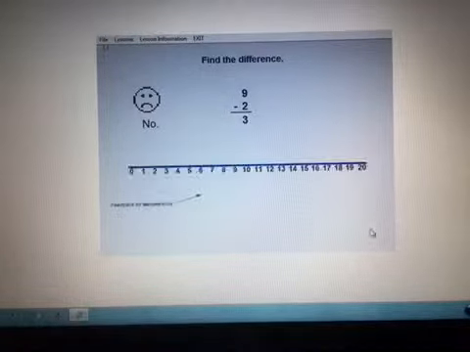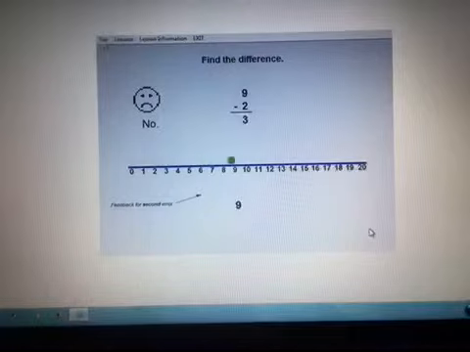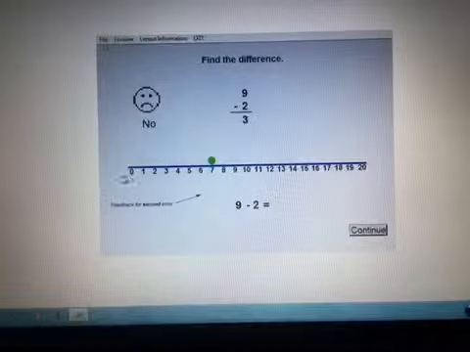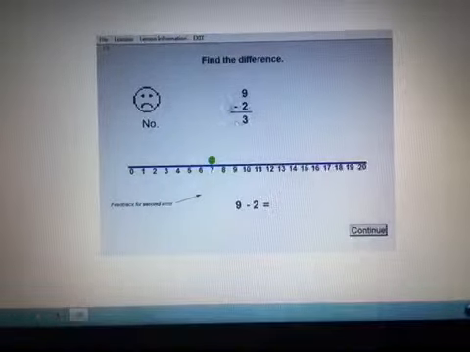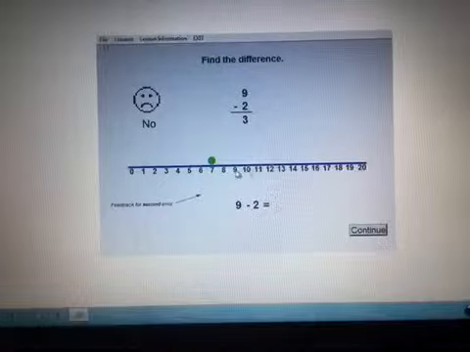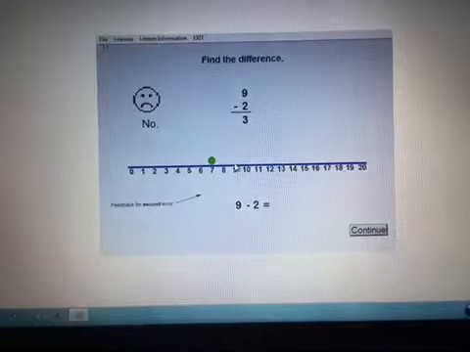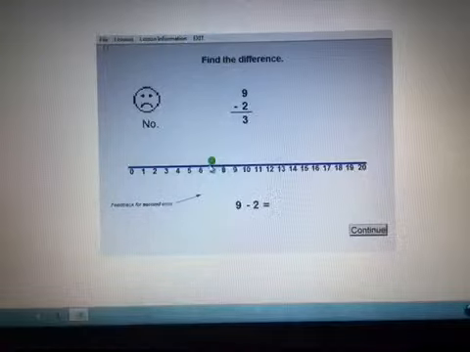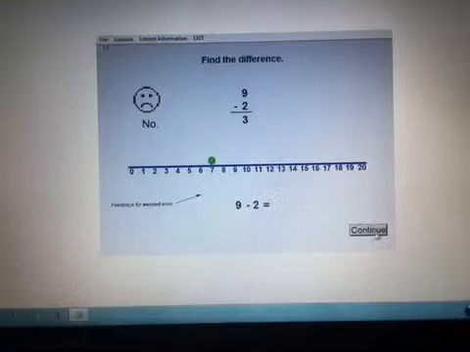No, 9 minus 2 equals. So again, we're reinforcing this randomly generated problem with a number line to reinforce the concept 9 minus 2 and the equation form.